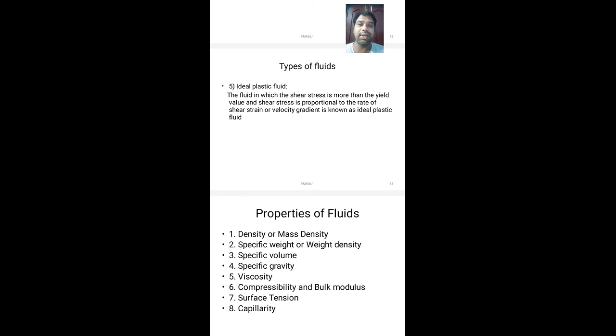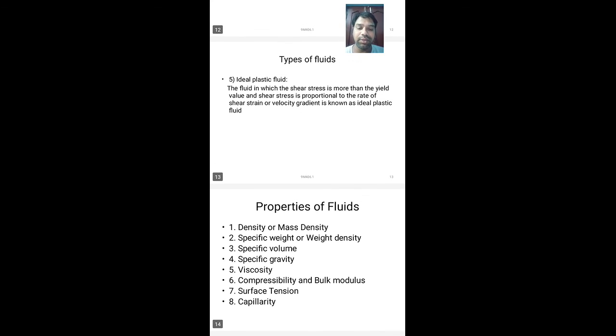What is compressibility and what is bulk modulus? This we will discuss deeply. Next one is surface tension. The last one is capillarity. These are the different types of properties of fluids which play a crucial role while designing any kind of mechanical devices related to fluids, like pumps or turbines. These are mainly hydraulic machineries. So these are the main properties of fluids.